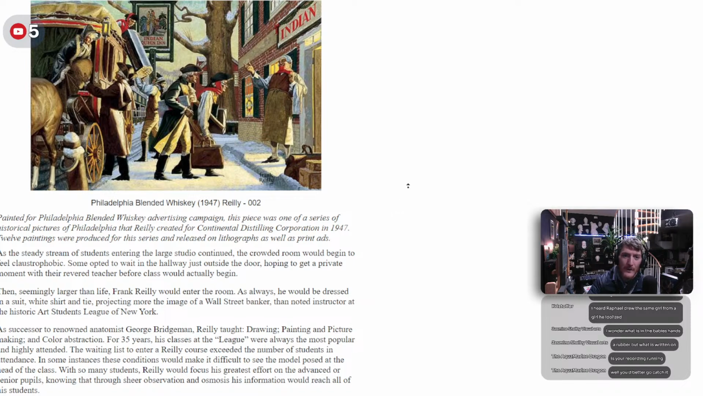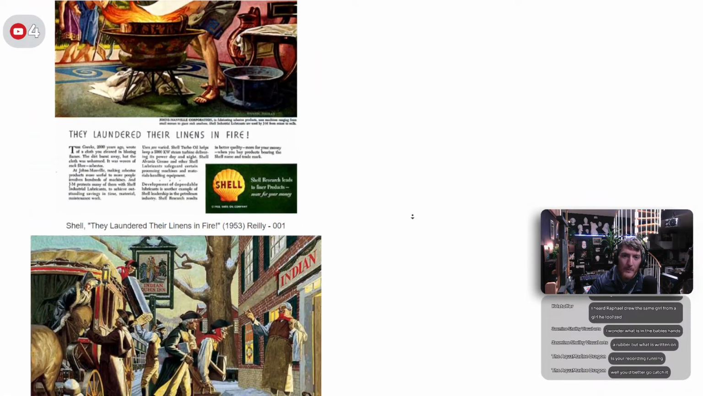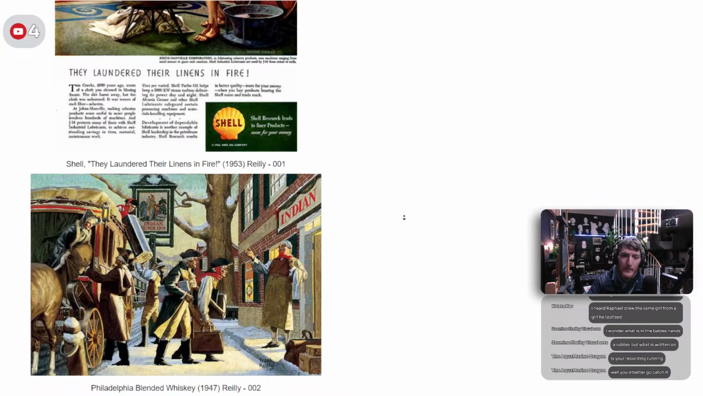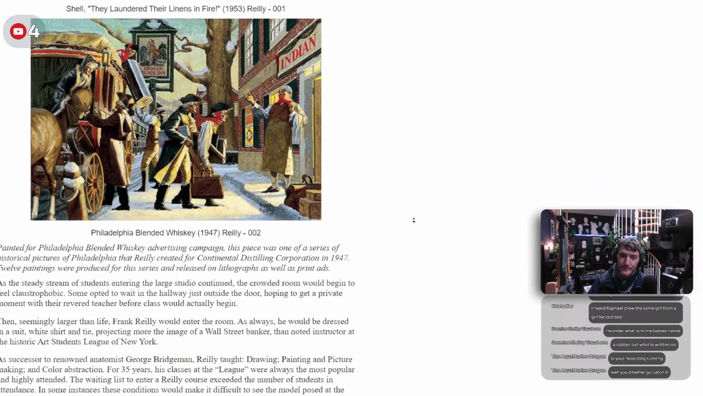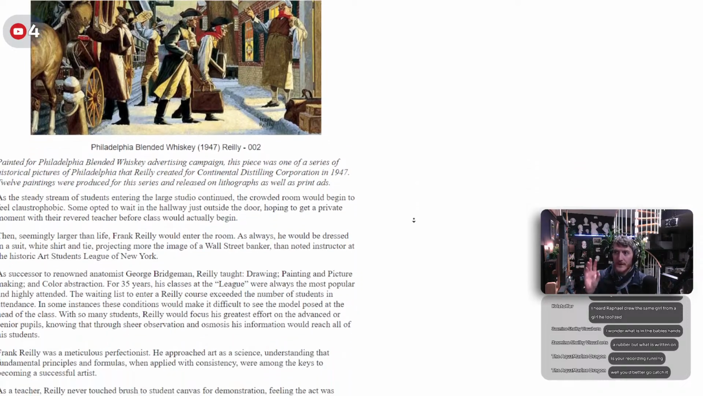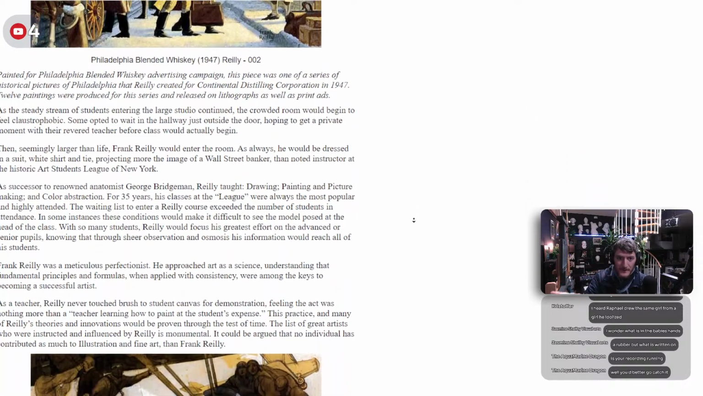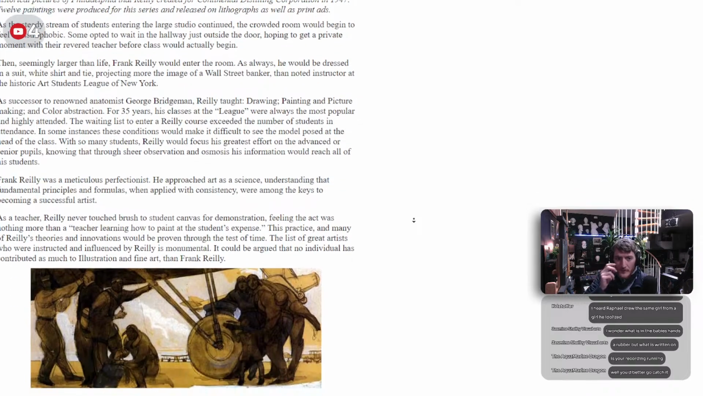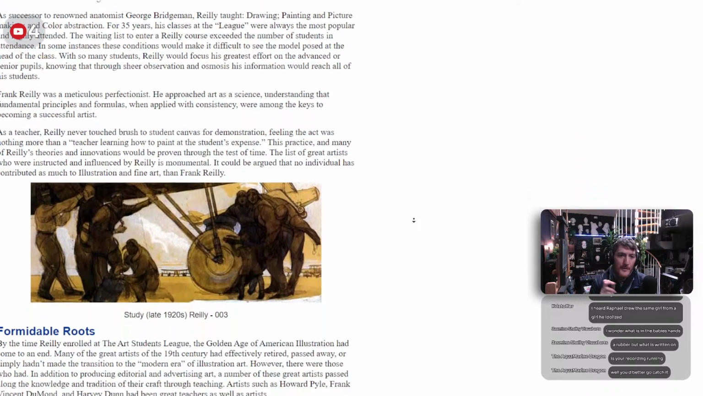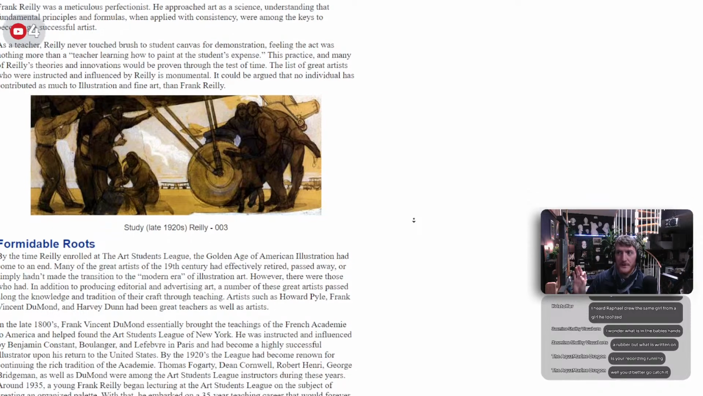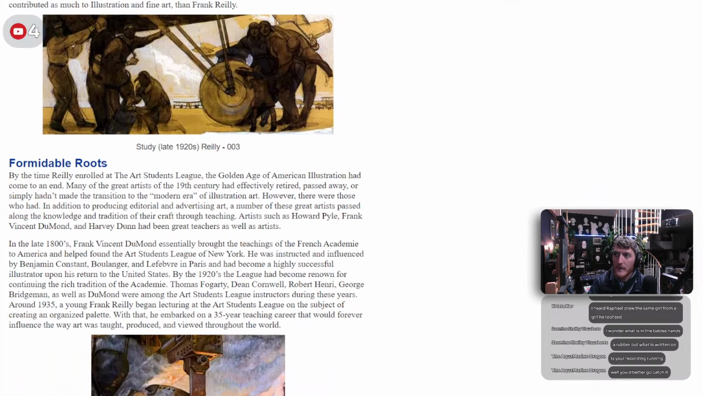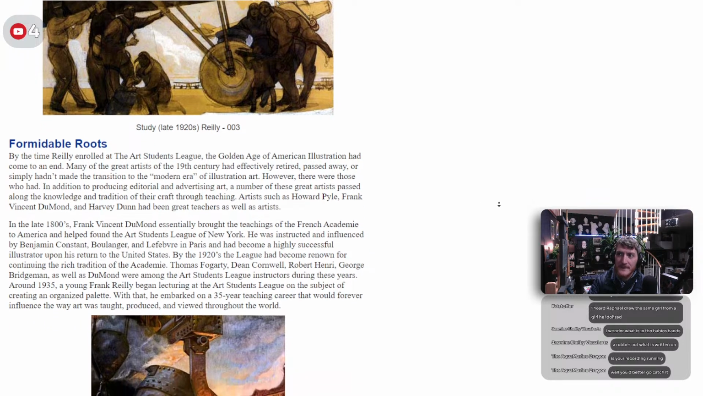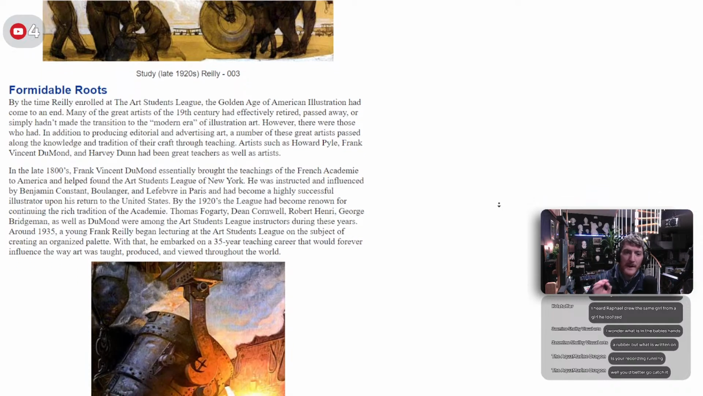This is a little biography, if you want. I'm not going to read it all. He's well known for his work, but mostly for his teaching and for the prestigious students he had, who a lot of the time referred to his teaching method as the Reilly method.